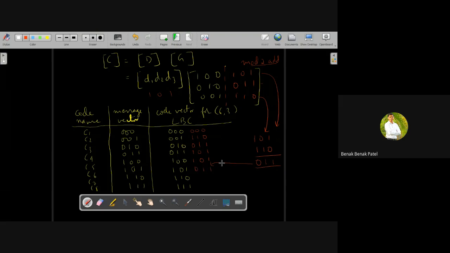And for my next combination, for 110, what two rows am I supposed to consider? I'm supposed to consider these two rows, such that I'll be getting 1, 0, 1 and 0, 1, 1. And if I do the XOR operation, what will I get? 1, 1, 0 it is here.